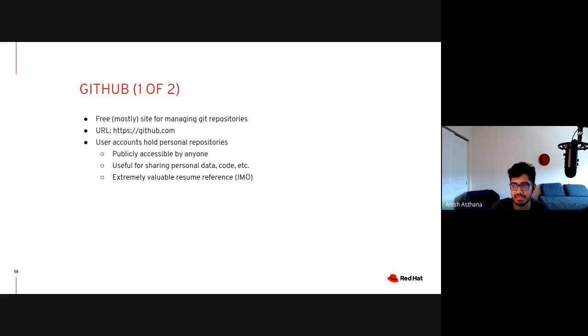GitHub is just a free website for storing your repos on. You can have private repos on it, but generally most projects don't. It's publicly accessible. It can be a great resume reference, right? Like that's one of the great things about working in open source. When you go for an interview, you can say, hey, go onto GitHub. I've contributed to these projects. You can literally look at my code right now, which I think is pretty cool.